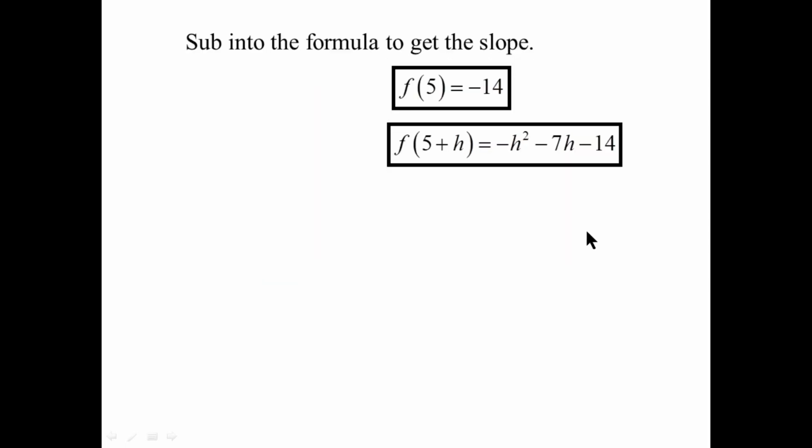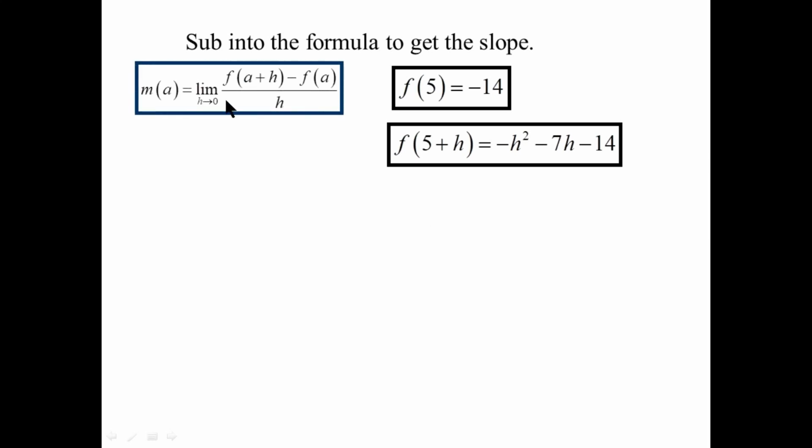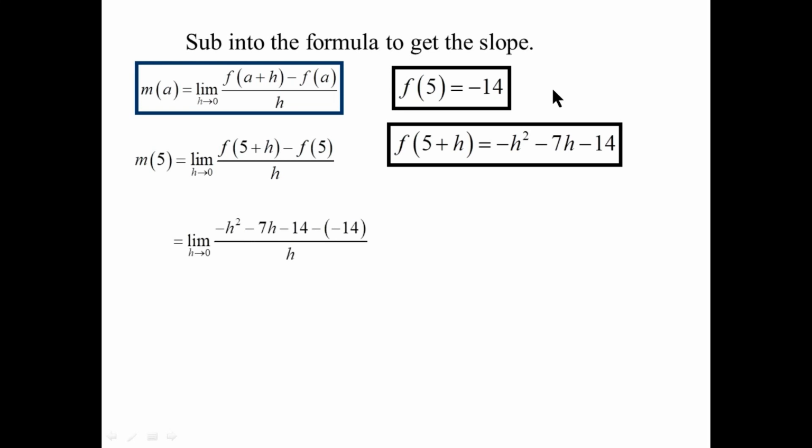So let's do that now. There's the formula, there's the prep work, and now f of a will be f of 5. And we know what f of 5 is, it's negative 14, and we know what f of 5 plus h is, it's all of this. So plug all of that in.